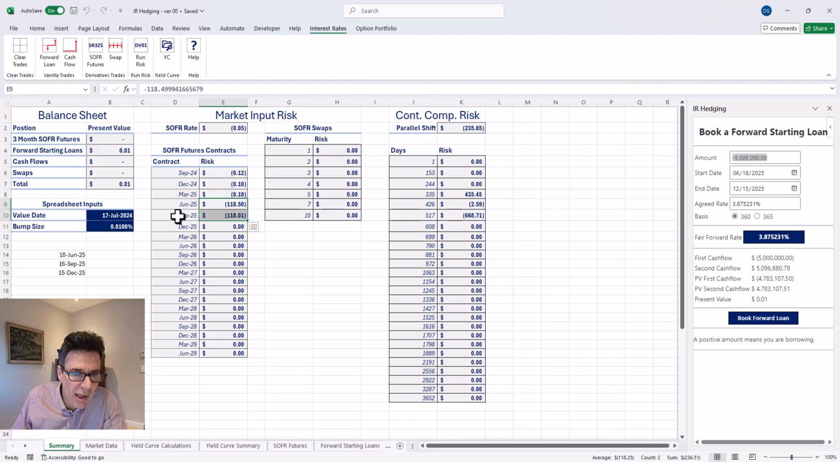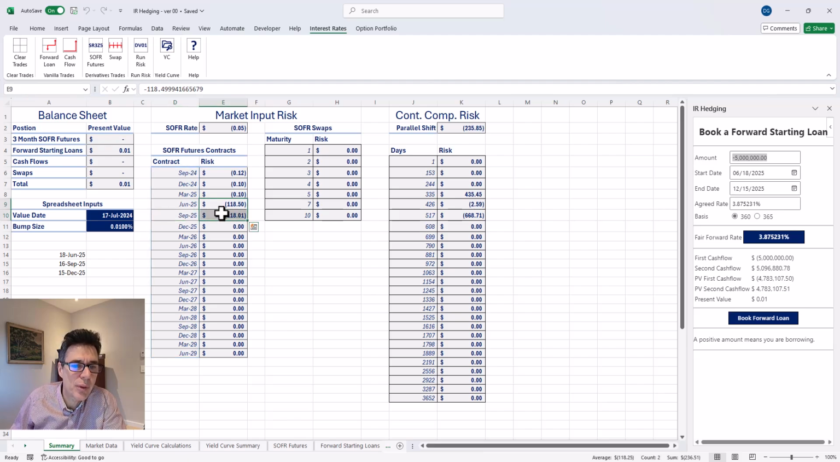And approximately the fair rate for lending or borrowing from June through December, 6 months, 180 days, is approximately the average of the rate for the 3 months starting in June plus the average of the rate for the 3 months starting in September. That's not an exact calculation, but it's pretty close, which is why the risk splits.